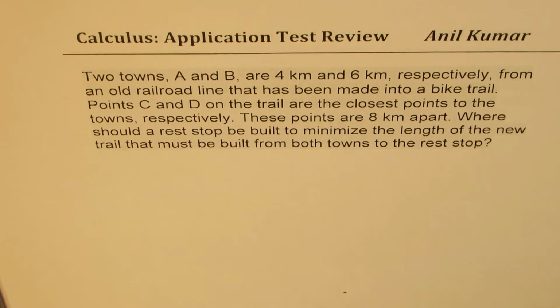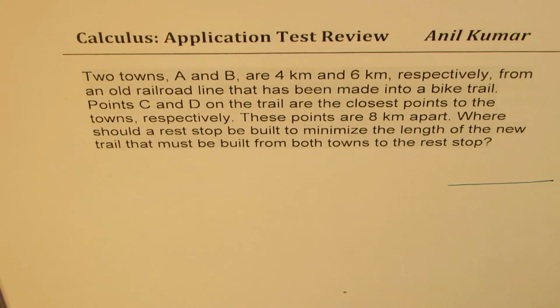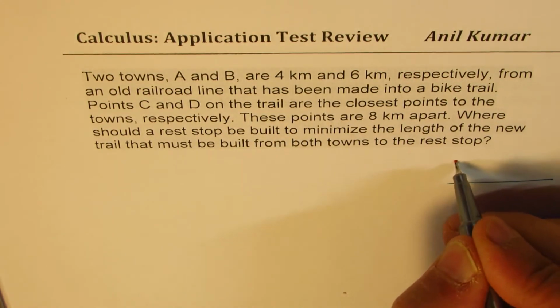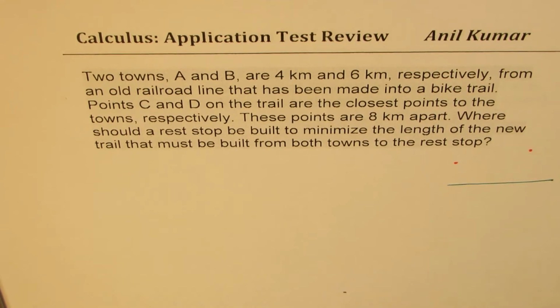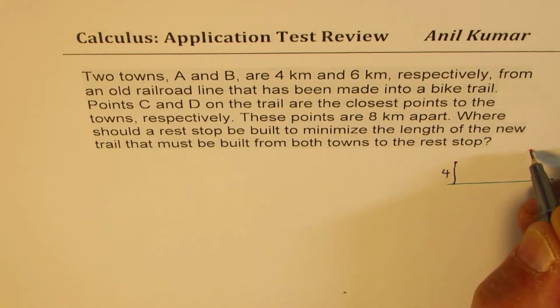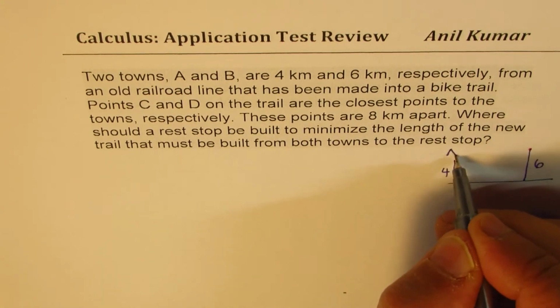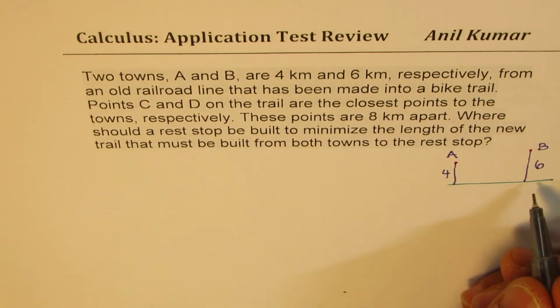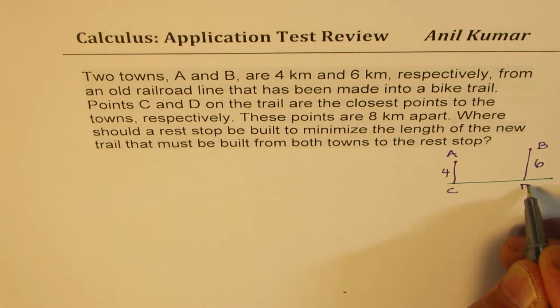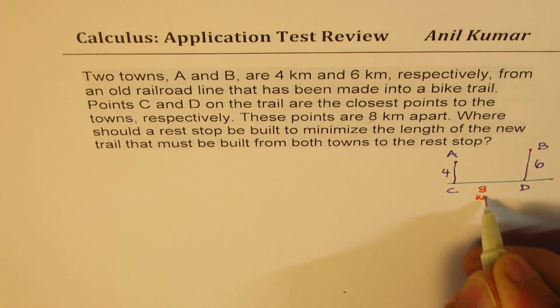So let's first sketch and then figure out the equations to work with. So what we're given here is two towns A and B, right? Let's say this is A and B, and these towns are 4 kilometers and 6 kilometers from the road. So this distance here is 4 kilometers and this distance here is 6 kilometers. So we have towns A and B, and these two points are C and D. The distance between these points is given to us as 8 kilometers. So all units are in kilometers.